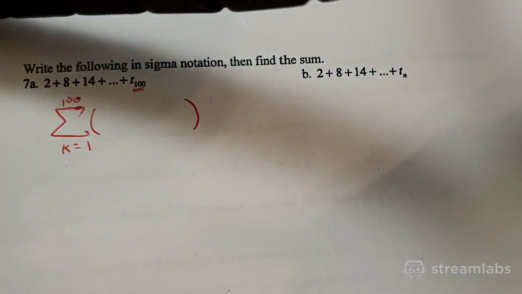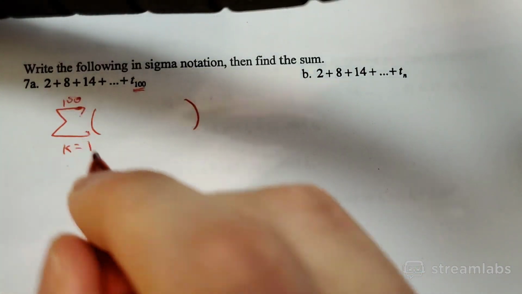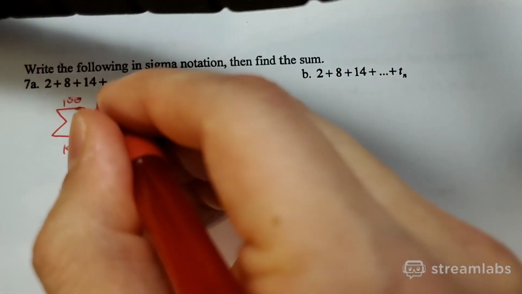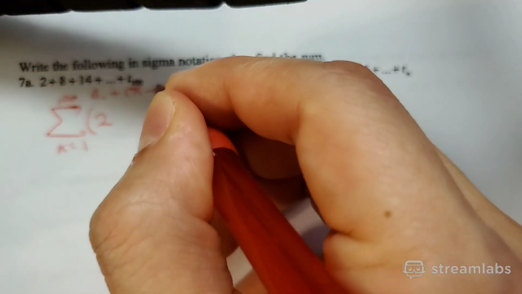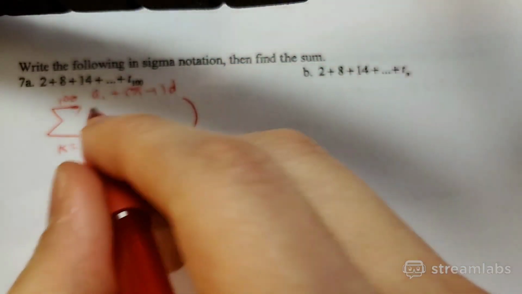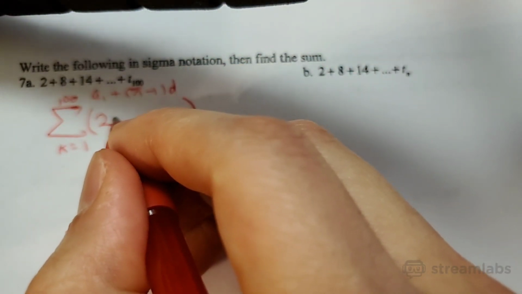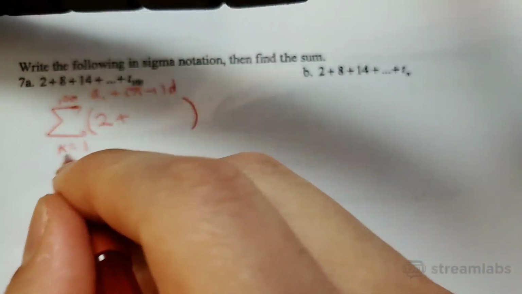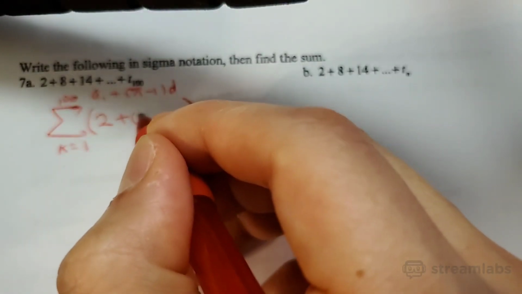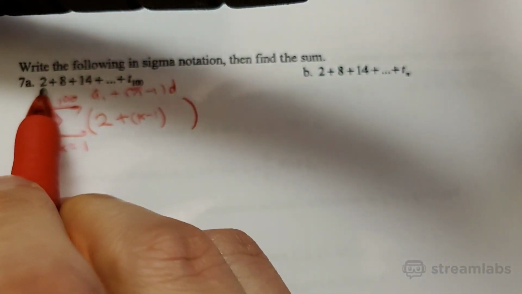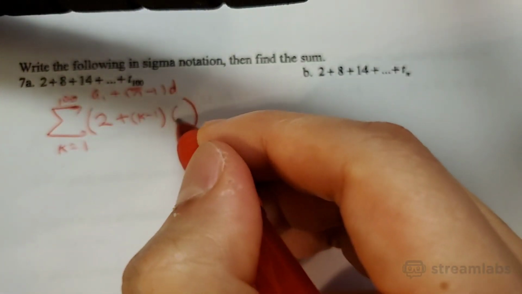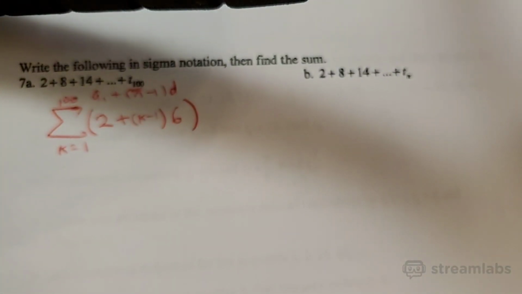To represent it, I would use the arithmetic formula, which is a1 plus (n minus 1)d. A1, the first one, is 2, plus, I'm using k because my index is in k, (k minus 1). What is the difference? The difference is plus 6, right? So we put 6 here. So technically you can do it like this.